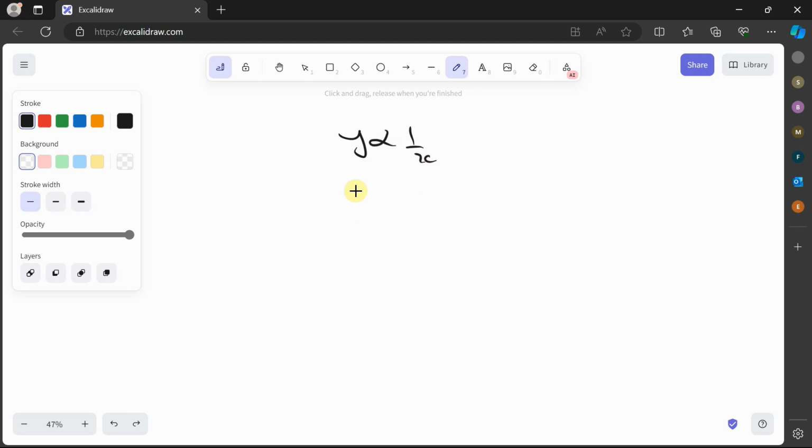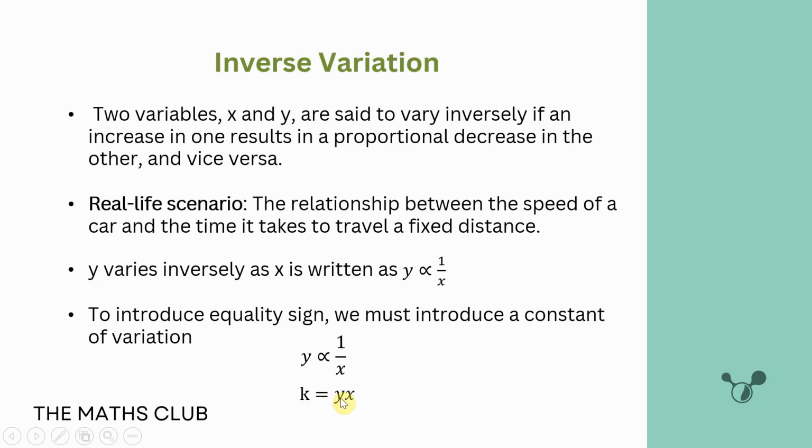To introduce that constant of variation, we'll say y is equal to k times 1 over x, which is the same as saying y is equal to k over x. So if you cross multiply, k is equal to xy, right? Or you can say xy is equal to k, it's the same thing. So these are the equations. So you can see k is equal to xy or yx. Multiplication is commutative, where k is a constant.